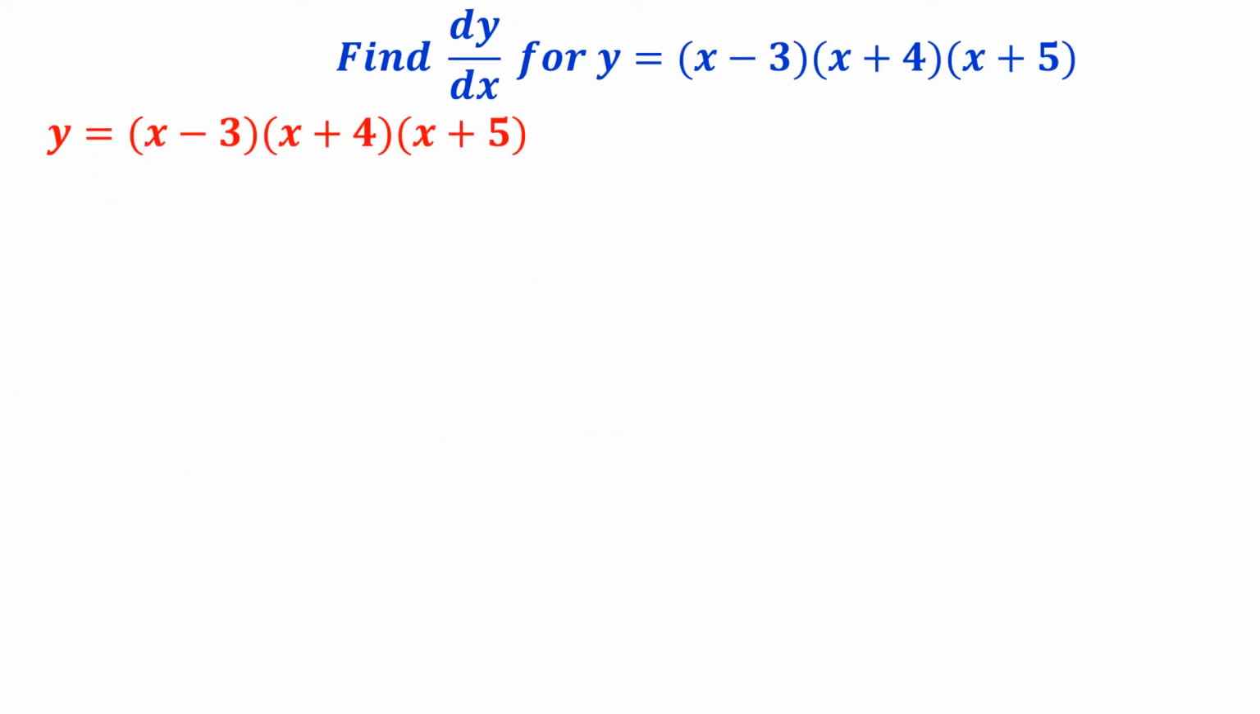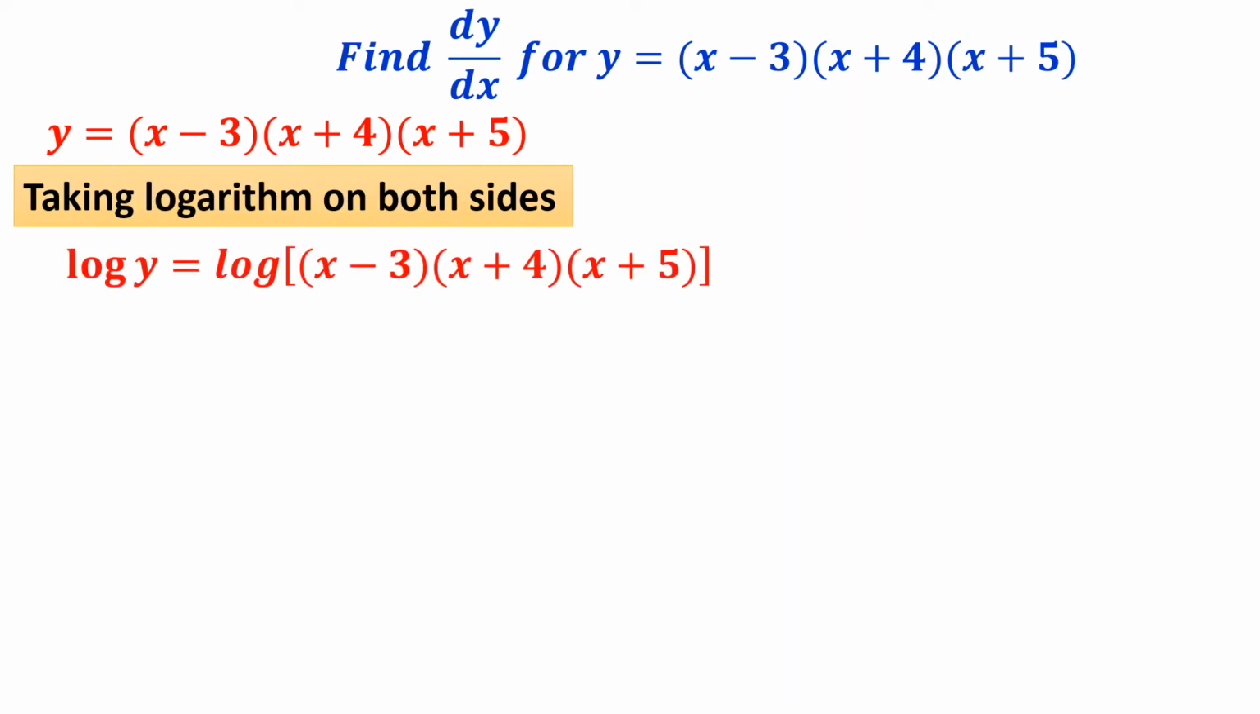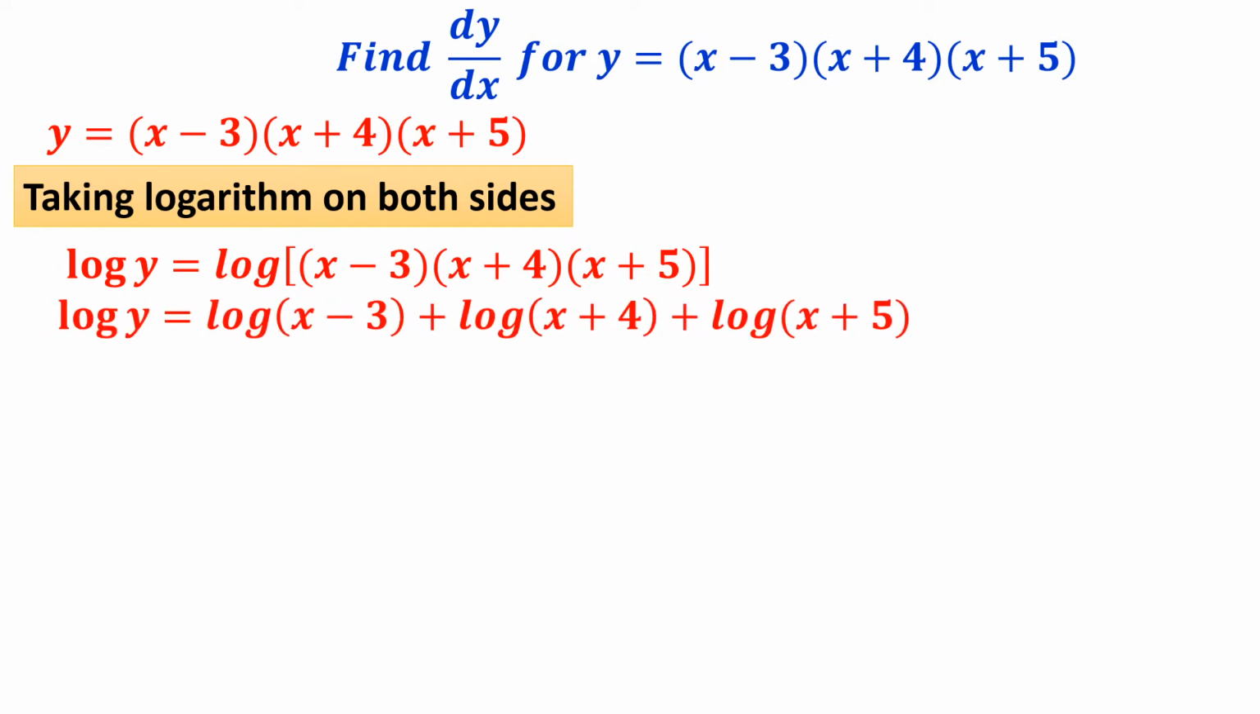Again, three terms are multiplied. Now here you see you can use the normal UVW formula also. Keep two, differentiate the third. But if you take logarithm, it will be very simple. You see, when you take logarithm, log of the first plus log of the second plus log of the third. Now the differentiation is very simple.